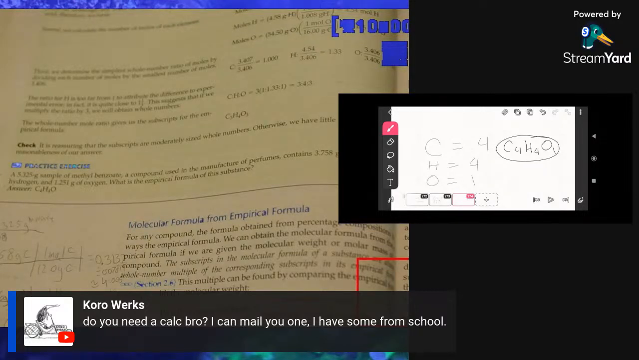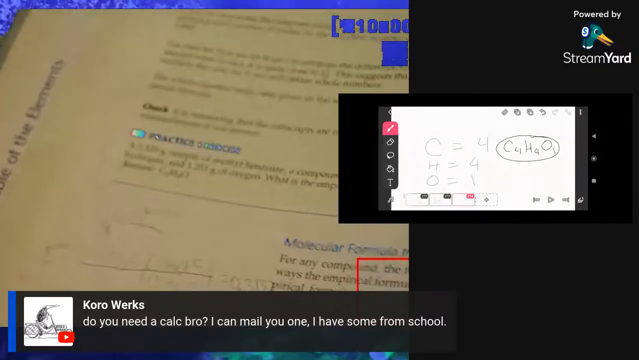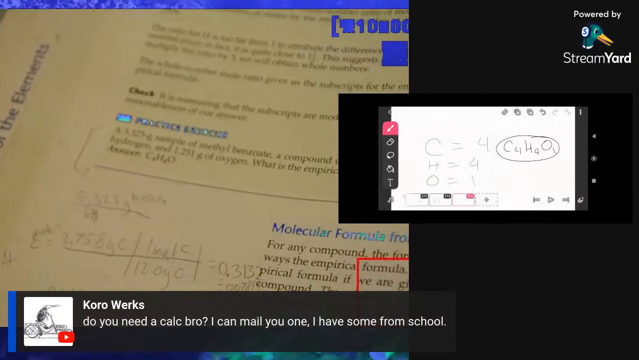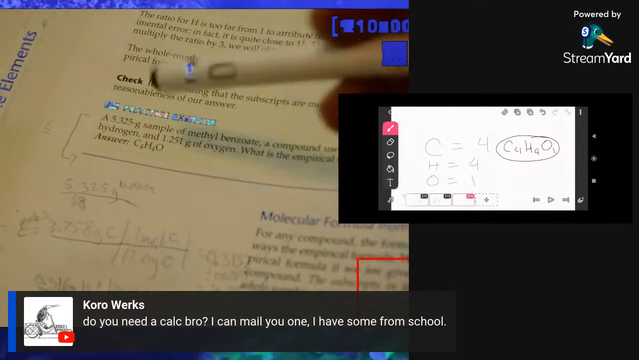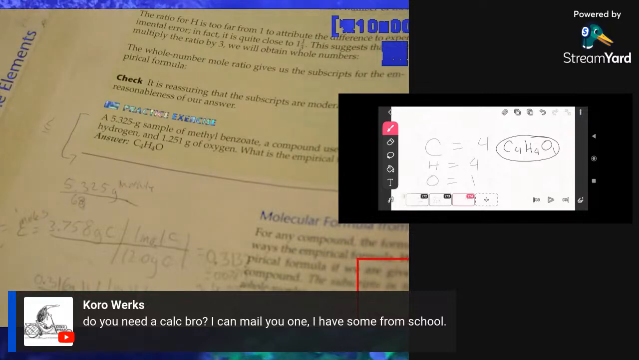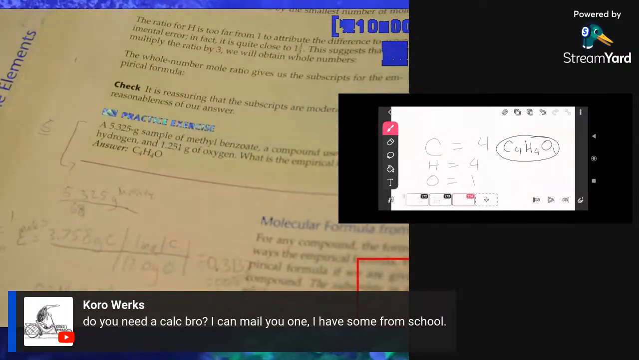And then if we look at the book, they don't do the work for us, but at least they give us the answer, to see if we're doing it right. There you go. The answer is C4H4O1. You see that? So it looks like we did do it right.